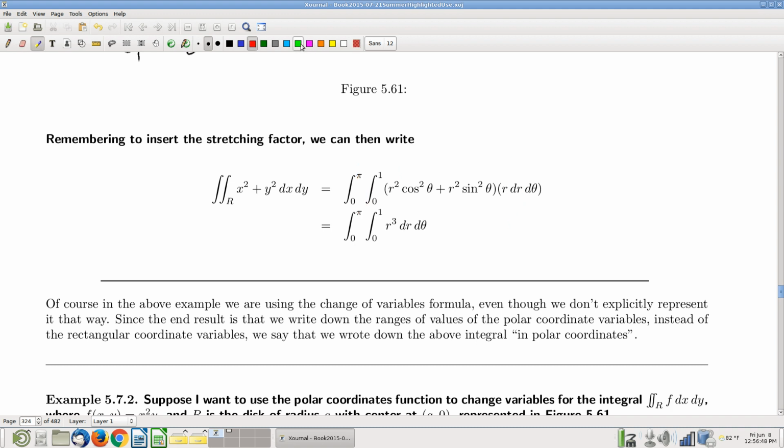Again, notice that I've written down my area form here. So the dA, I've written it down all at once. R d theta. Did not forget the r. Right. Be careful with that.